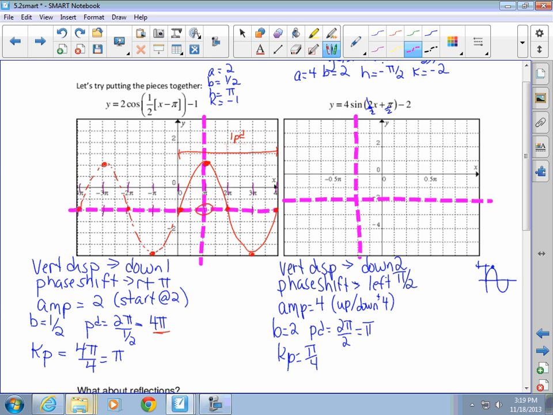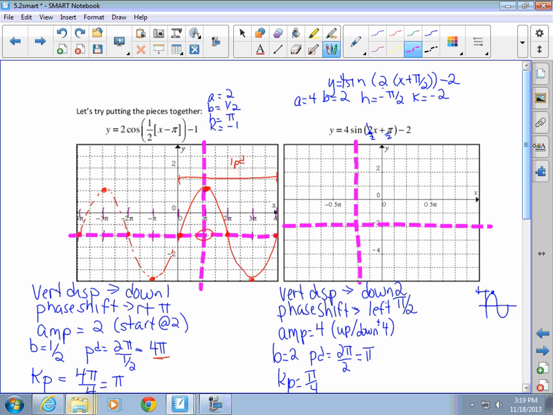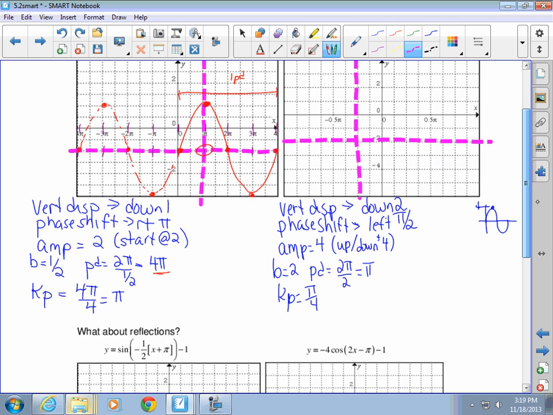Am I supposed to go left? No, it was a negative, so it's going to be... I have the wrong... Did I write that wrong there? No? Oh, I'm okay. I'm looking at the next question.